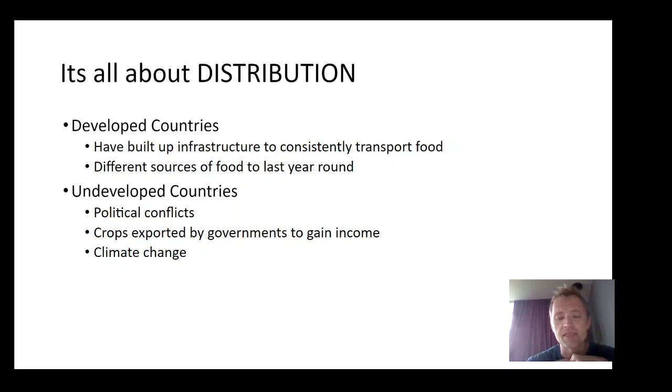Developed countries have those systems in place, or they can buy food from countries that do produce it. Undeveloped countries, not so much, right? There are political conflicts. Crops are exported to governments to gain income. This is a big issue, where some governments make their people grow tons of food, but then they sell it to their neighbors or to Europe, right? And then they make their people suffer, which is unfortunate. Climate change: we've talked about in the past how Africa is the hardest hit continent on this planet. So a place that's already suffering is going to get hit more and more, which is very unfortunate.